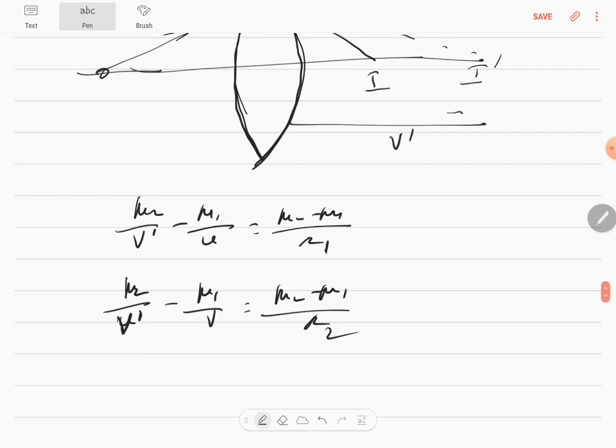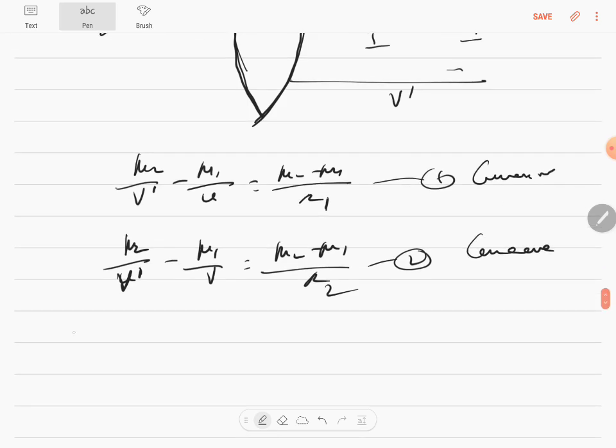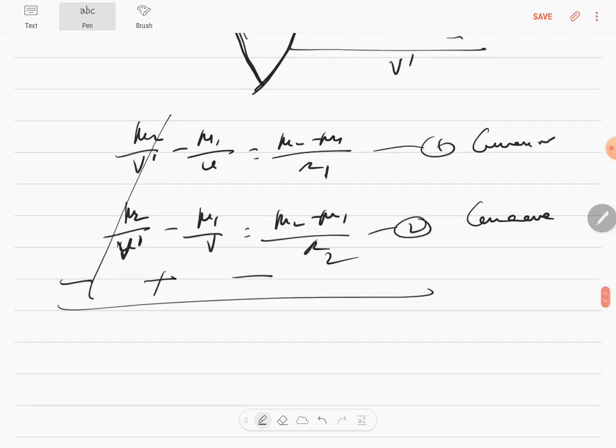So if you change this around as 1 and 2, and write the explanation that this is for a convex spherical refracting surface and this is for a concave spherical refracting surface, and then solve it, you get a mu 2 by V dash. Mu 2 by V dash can be cancelled, so this is minus, this is plus, and this is with a minus. So you get mu 1 by V minus mu 1 by U is equal to mu 2 minus mu 1 is common, 1 by R1 minus 1 by R2.